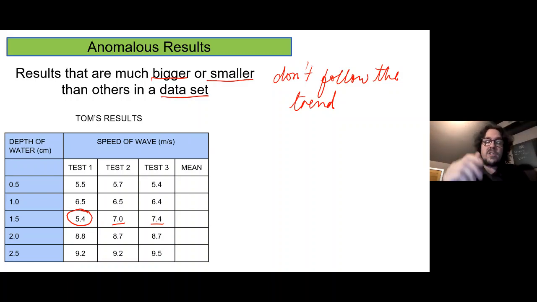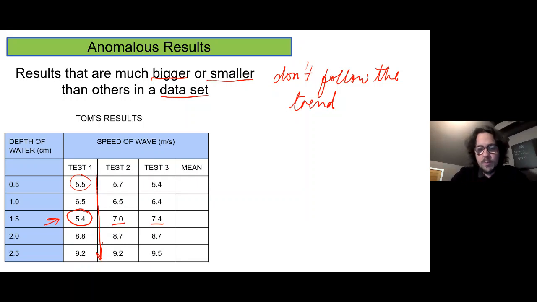Okay, in addition to that, you can actually not just look horizontally at other pieces of data in the set, but you can actually look at this vertically as well. What you'll see here, if you look vertically, is that the trend is that the speed of the waves increases. Okay, so we start off at 5.5 and then we go up to 6.5. Now here's our anomalous result. Look, it goes down to 5.4 before returning back up to 8.8. So that's another way of spotting an anomalous result.